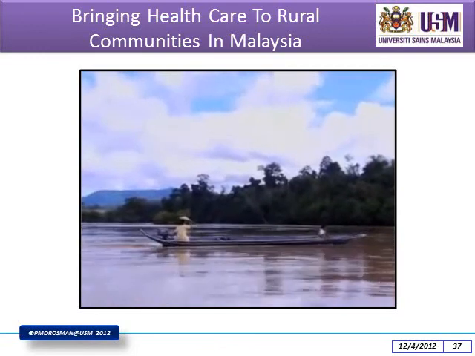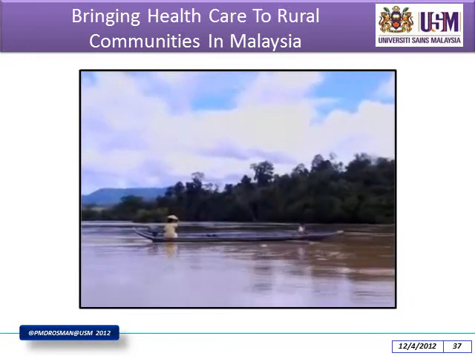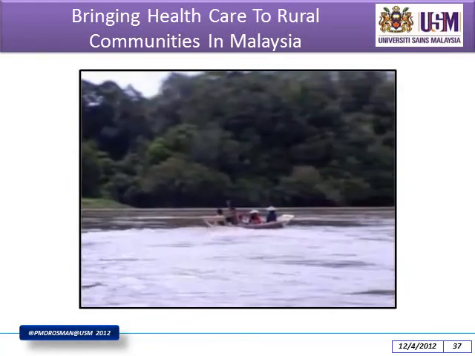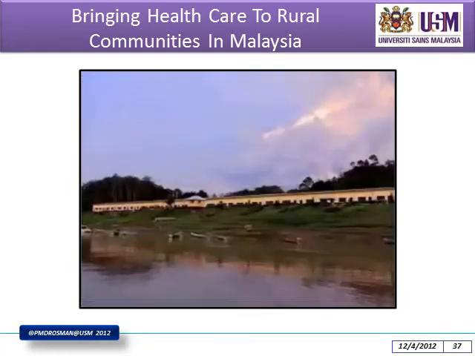It's a 1-hour longboat journey to the nearest clinic for Umba, a young Iban mother of 2 living deep in the heart of Sarawak's rainforest. She is among 10% of the Malaysian population living outside a 5-kilometer radius of a health facility.